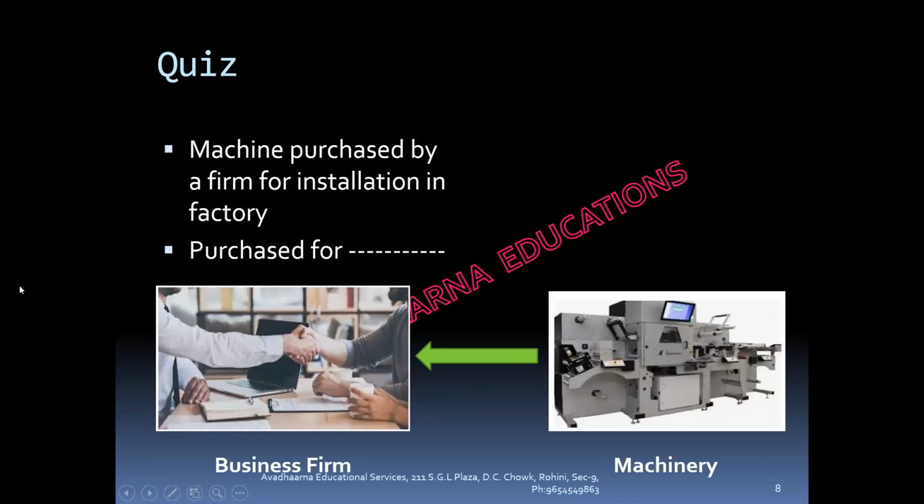Now see, this is an example. A machinery purchased by a firm for installation in a factory, and the purpose of purchase of this machinery is investment. It's a final good. Why? Because it is for the investment purpose. We are going to invest in the machinery for a factory. So it is purchased for final investment, and that is why it's a final good.